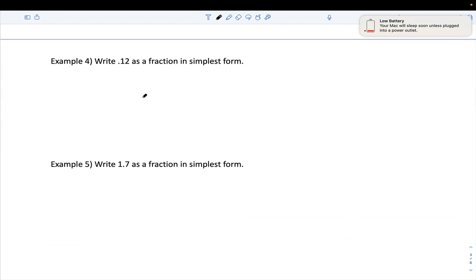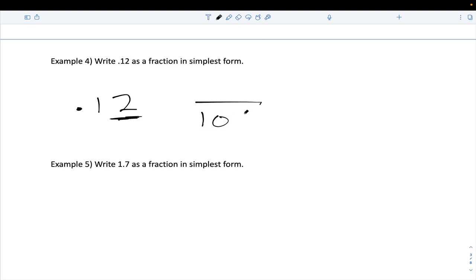Let's try number 4. Flip your page, please. 0.12 as a fraction in simplest form. Underline the 2. The 2 is in what place value? What denominator should I use for this one, Kiana? If the 1 is in the tenths, Kiana, what is the 2 in for the place value? So what is my denominator? It's 100. Great. What's my numerator, the top number, Cooper?